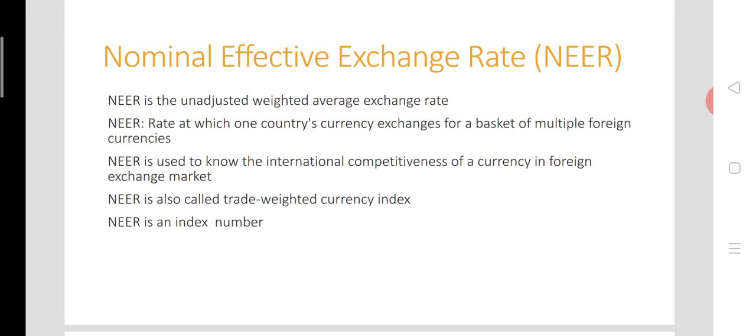NEER is the rate at which one country's currency exchanges for a basket of multiple foreign currencies. So when India has a nominal effective exchange rate, that number shows the rate at which the Indian currency exchanges for a basket of multiple foreign currencies. And it is in fact used to know the international competitiveness of the currency in the foreign exchange market. This is a trade weighted currency index, and this is also an index number. This is not just an exchange rate, this is an index number.